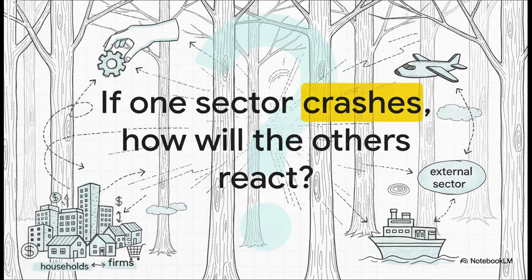And that brings us to the ultimate macroeconomic reality check. Because these 4 sectors are so deeply intertwined, a shock to one sends massive ripples through them all. Remember the Great Depression? The invisible hand isn't going to catch everything. So I'll leave you with this to ponder. If households suddenly stop spending, or if the external sector completely froze up tomorrow, how exactly would the other 3 react to absorb the blow?